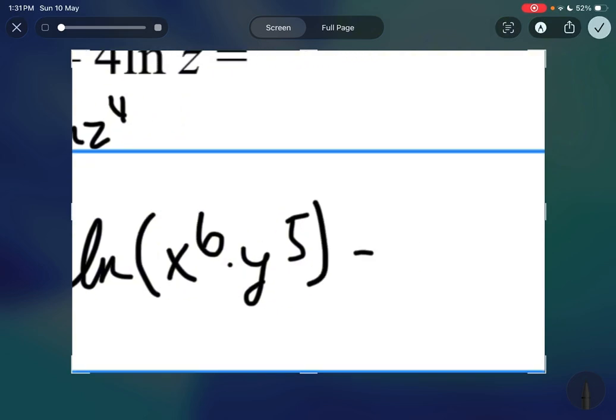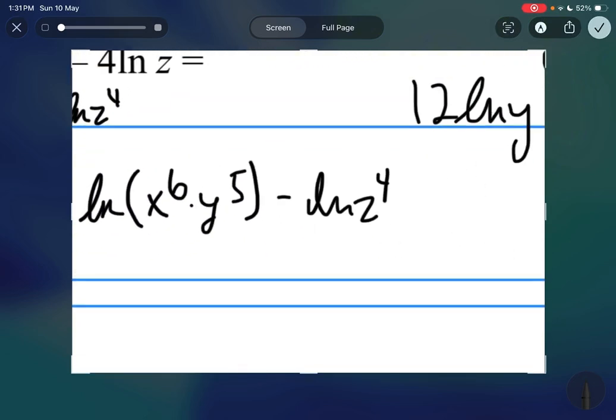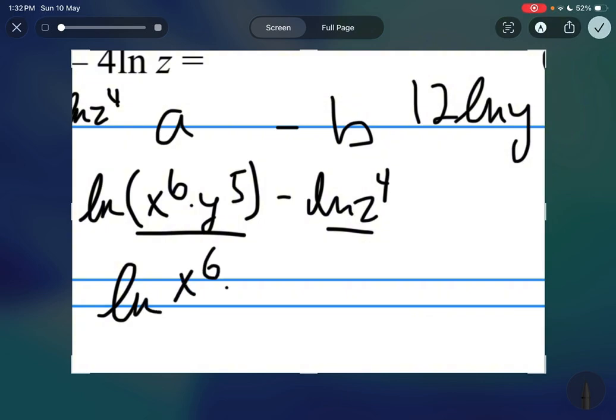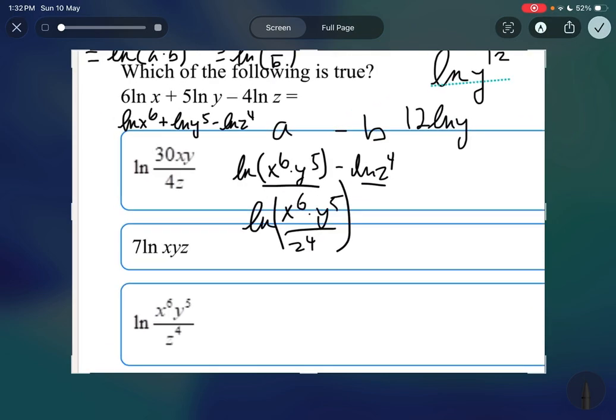So the first one will be ln of x^6 times y^5, right? And then minus ln of z^4. Now you have, as I said, a minus b, right? So you do this over this. So it will be ln of x^6 times y^5 over z^4. And that's your final answer, which is right here.